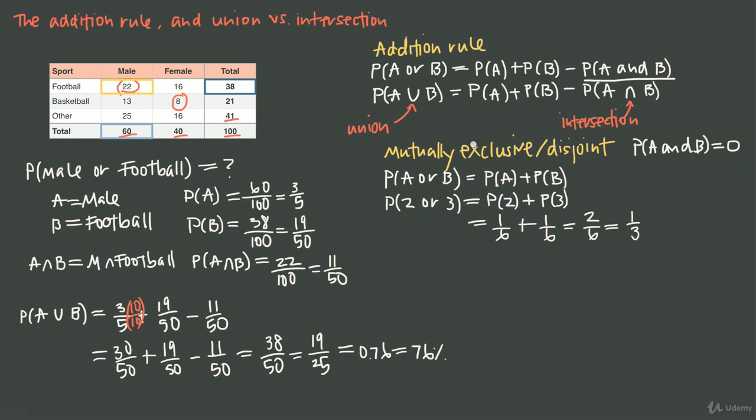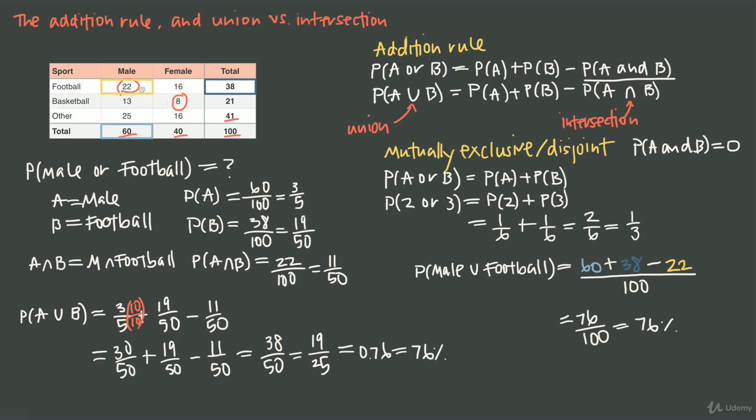So really all we need to do is grab those three numbers and say that the probability of male or football is equal to the probability that they are male plus the probability that they prefer football minus the overlapping portion where they are male and prefer football, and then we just divide that by the total number of participants, 100, which is really all we did here. And we can see that we get that same value. 60 plus 38 is 98. 98 minus 22 is 76. So we get 76 over 100, or 76%.